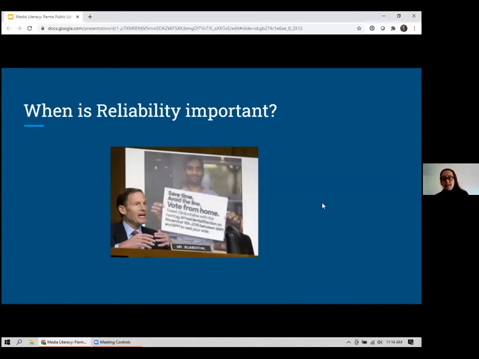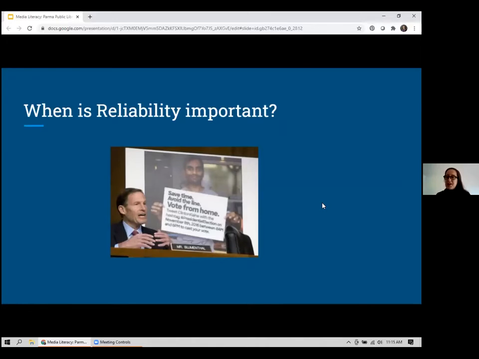So it's important to know that you can rely on the information. So here is a picture of an actor saying, save time, avoid the line, vote from home. And then it has a little way saying, if you text this hashtag to a certain place, that will count as your vote, your official presidential vote. Of course, it's not true. You might be able to text your Dancing with the Stars vote, but you cannot text your presidential vote.